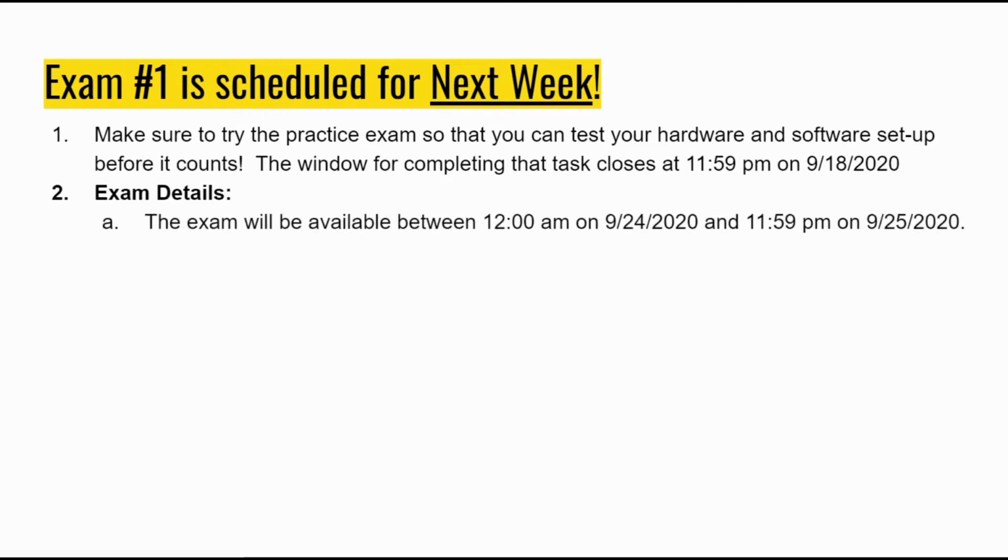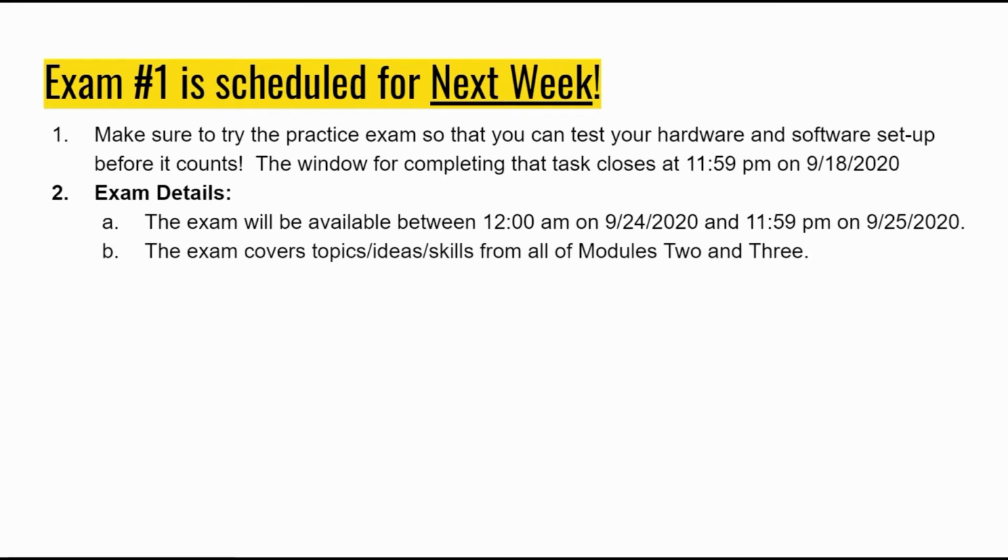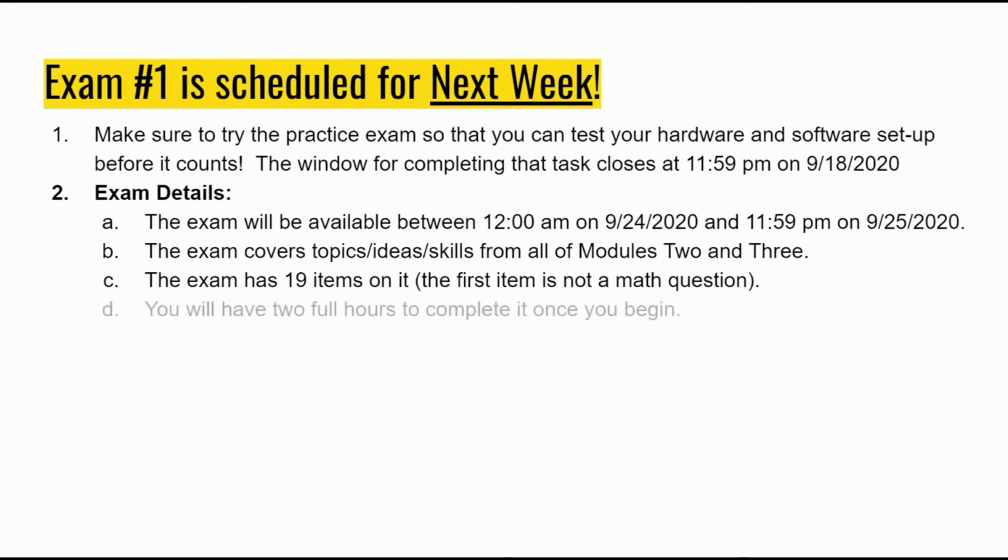Exam number 1 will be available starting at midnight on Thursday, September 24th, and it will be available until 11:59 p.m. on Friday the 25th. The exam covers the topics that you've been studying from all of modules 2 and 3. The exam has 19 items on it, but the first item is not a math question, and it shouldn't take you more than about 15 or 20 seconds to read through and answer. So really it has 18 math questions on it.